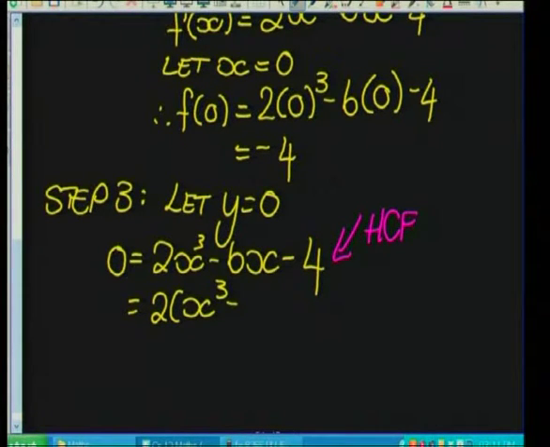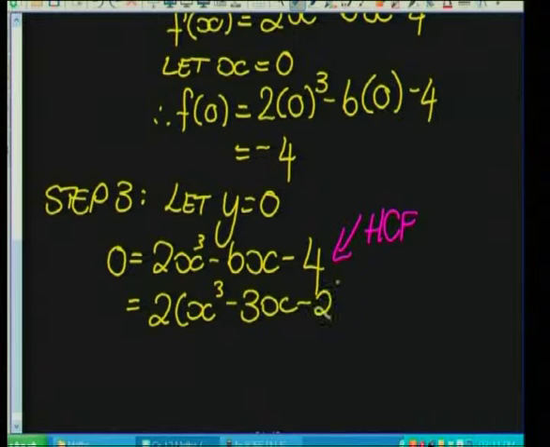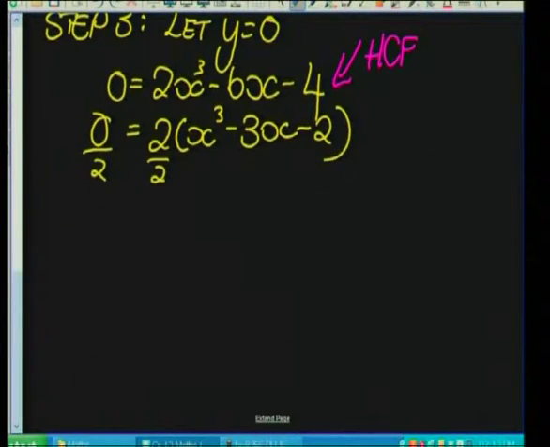So we're left with x cubed minus 6x minus, no, let's just clear that. We're taking out our 2. We've got x cubed minus 3x minus 2. Okay, and because your left-hand side is equal to 0, if I divided both sides by 2, you would land up with just 0 being equal to x cubed minus 3x minus 2.